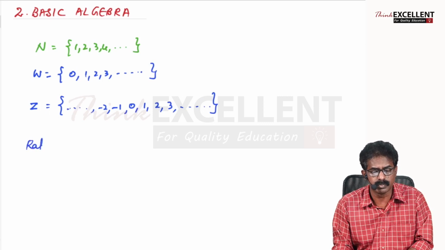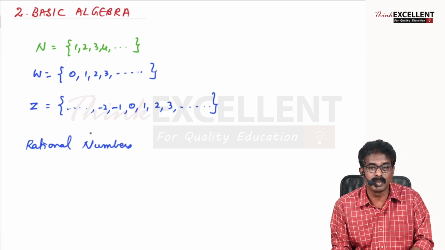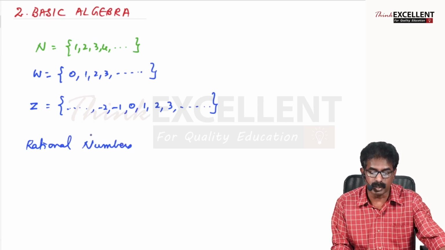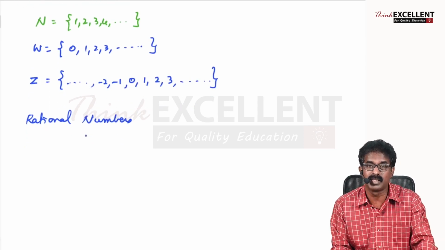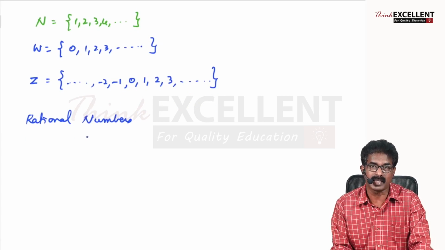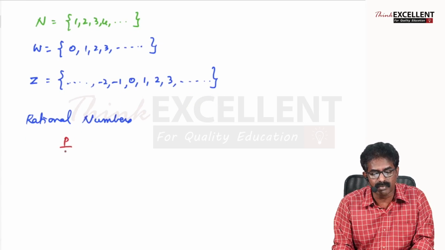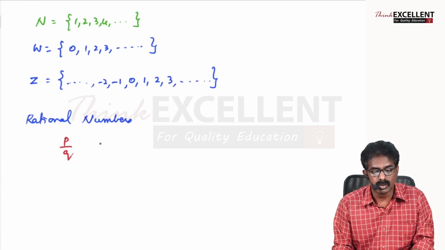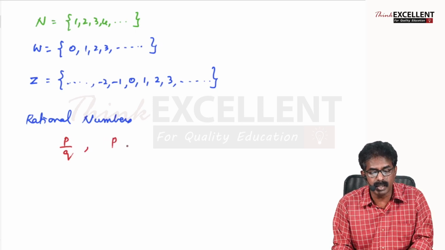Then we have rational numbers. You would have studied in the lower class, right? What is a rational number? Numbers of the form p by q. If I ask you to give some examples, you will give them immediately. But what is the definition of a rational number? Numbers of the form p by q. It's a fraction, but that is not enough. Some conditions are there. So p and q are integers: numbers of the form p by q, where p and q are integers.